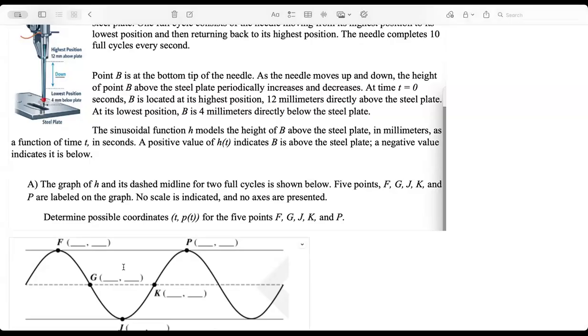Wait, what was the question again? F and G. In the interval F and G, is it concave up or down? Is it increasing or decreasing? That's right. Concave down and decreasing. Yep, Shravya.